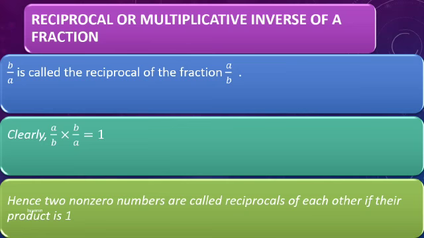See here, for example, if 2 numbers are multiplied and we get a result 1, it means that both numbers are reciprocals of each other. Hence, 2 non-zero numbers are called reciprocals of each other if their product is 1.